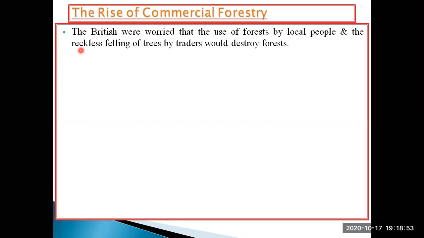So they were worried that local people were also using the forest, and even the traders were also cutting down the trees from the forest. So that's why they were worried. And let us see what they wanted to do next.